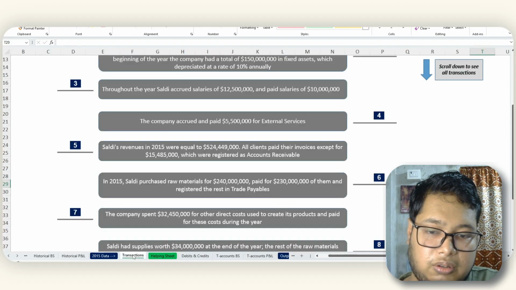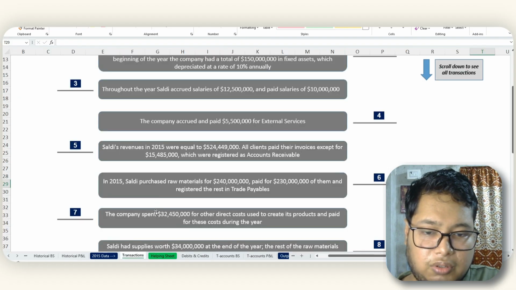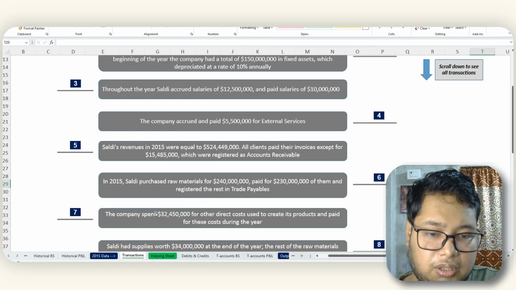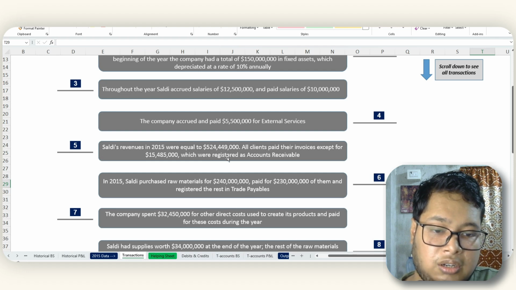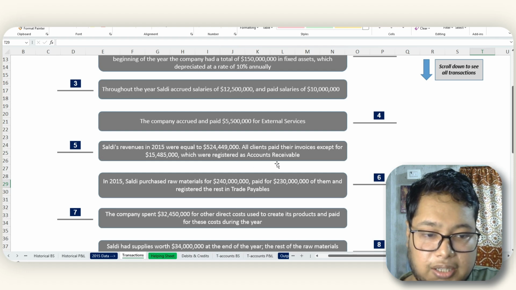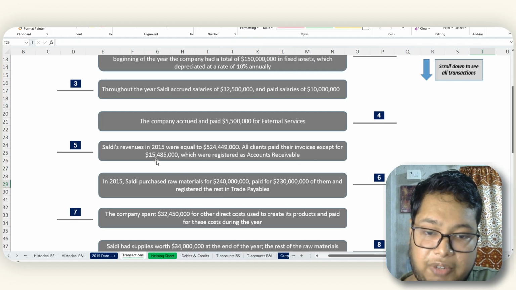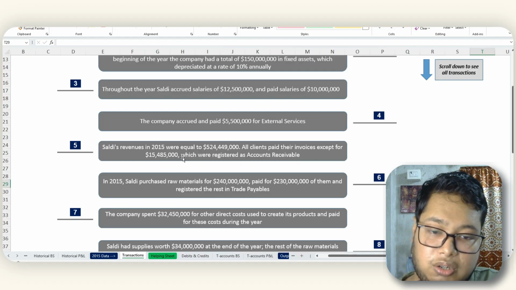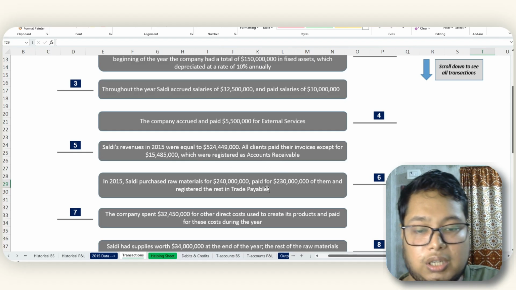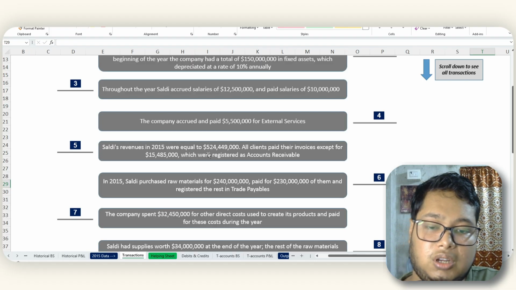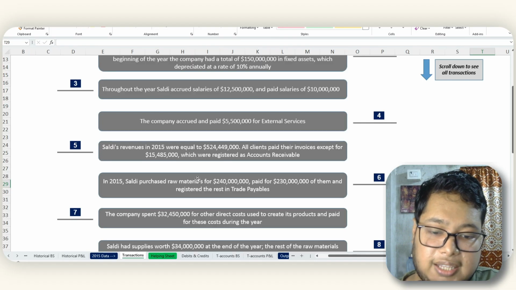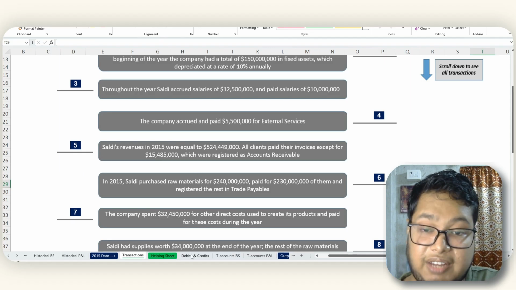Now let's go with the fifth transaction. Saldi's revenue in 15 was equal to $524,449,000. That's a very long number. All clients paid their invoices except for $15,485,000, which were registered as account receivables. Okay, so the total revenue is that much for sure, and that much will be represented. The balance we received as cash.